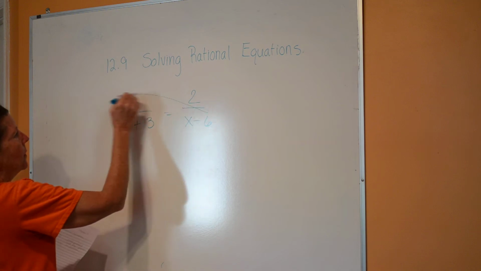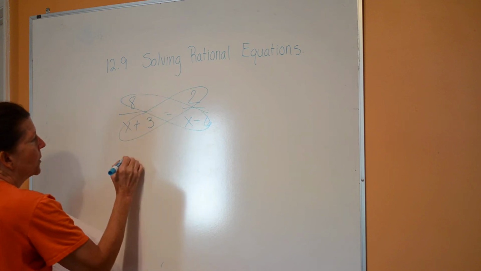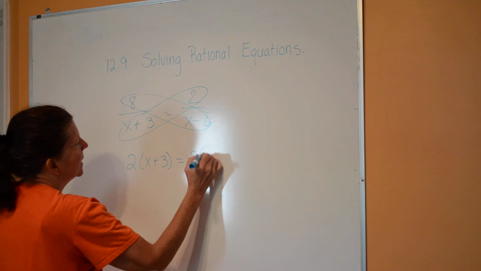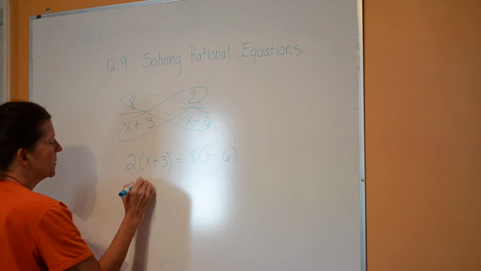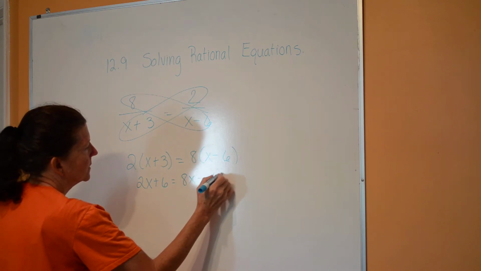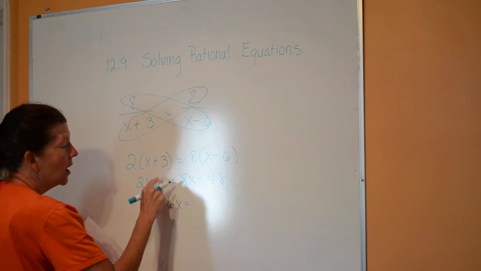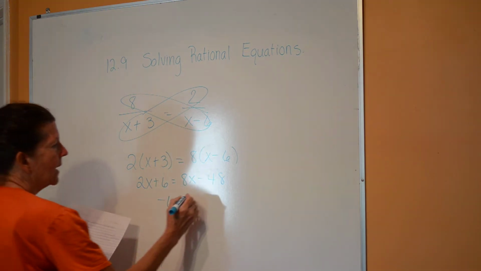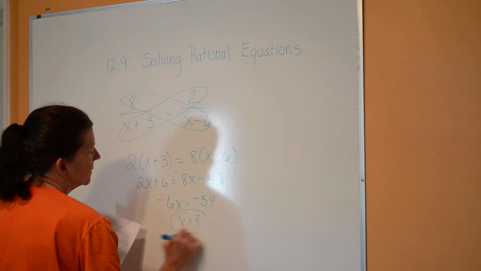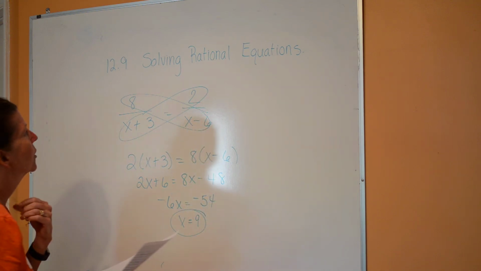All right, again, I've got a fraction on each side, so I'm going to cross product. So I have 2 times x plus 3 is equal to 8 times x minus 6. So that's 2x plus 6 is equal to 8x minus 48. I'll subtract the 8x, so I have a negative 6x. I'll subtract the 6, so I have a negative 54. And when I divide, I get a positive 9. 9 does not make either one of these undefined, so that's the correct answer.